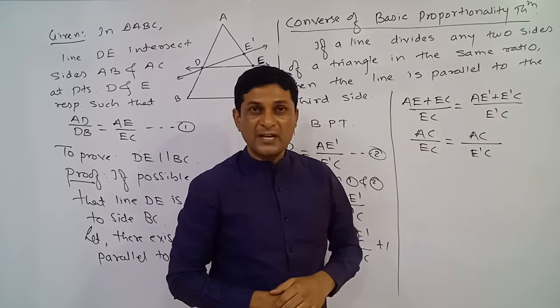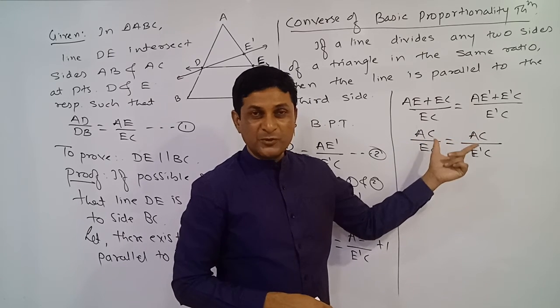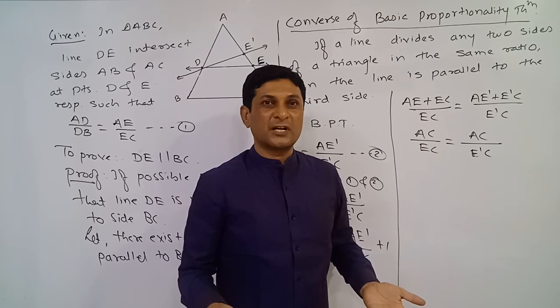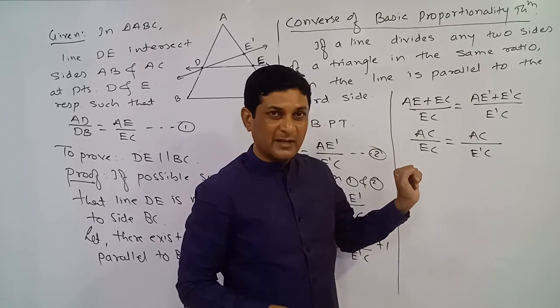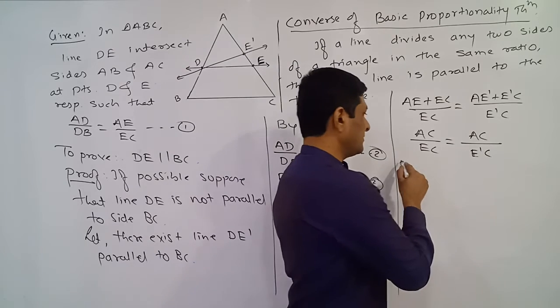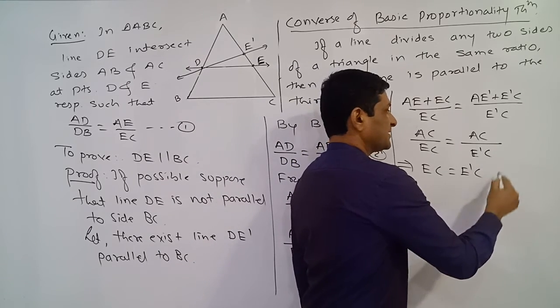Now if you observe both sides very carefully, check whether both the ratios are equal. Yes, both the ratios are equal, and even the numerators are equal. If the numerators of both the ratios are equal, then what is your conclusion? Denominators are also equal. This implies that EC will be equal to E dash C.